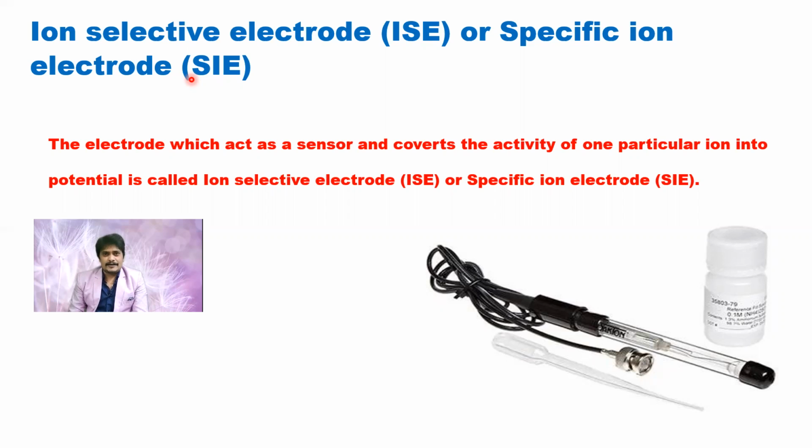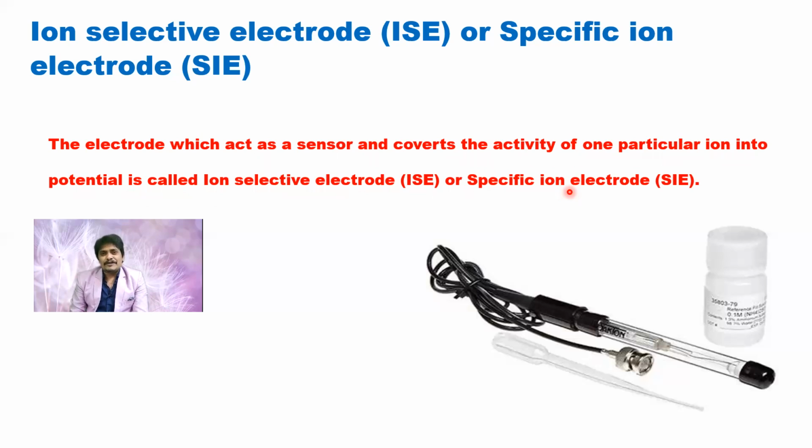So accordingly, we can define the ion selective electrode or specific ion electrode in this fashion. The electrode which acts as a sensor and converts the activity of one particular ion into potential is called an ion selective electrode or specific ion electrode.